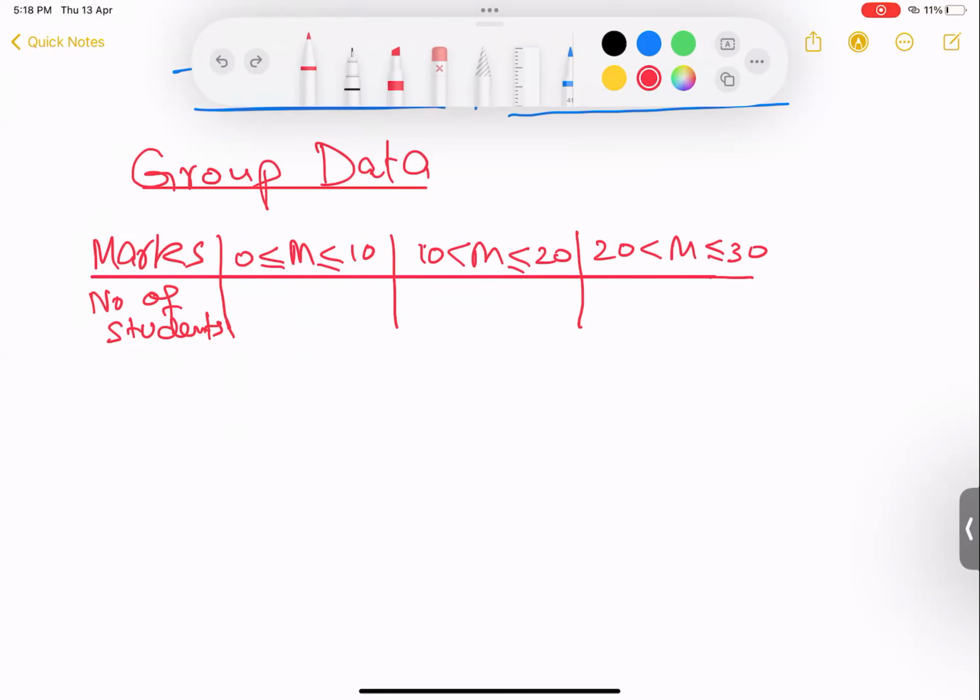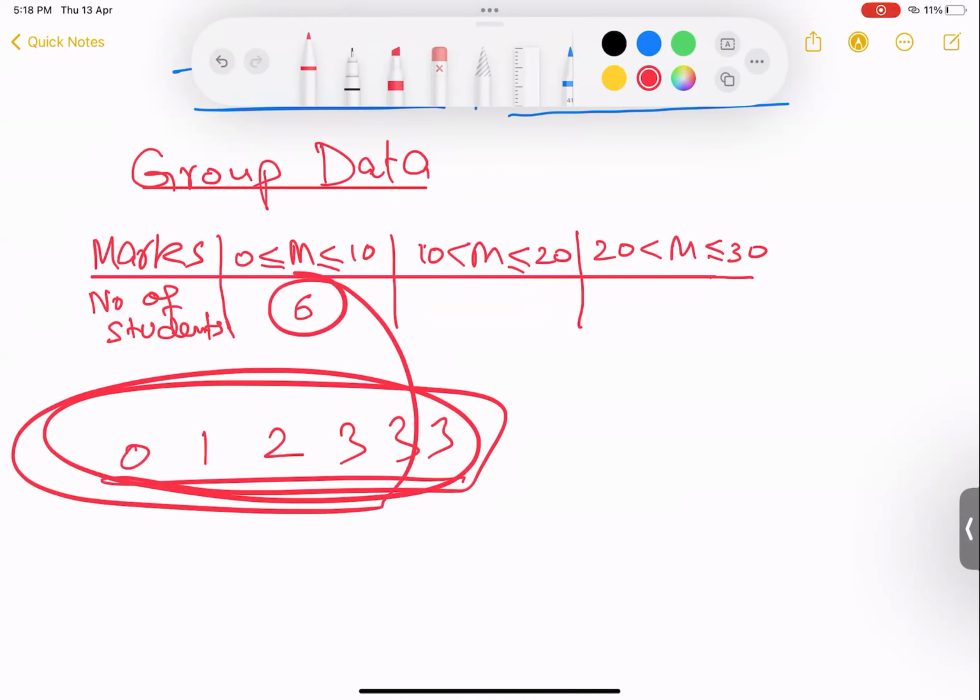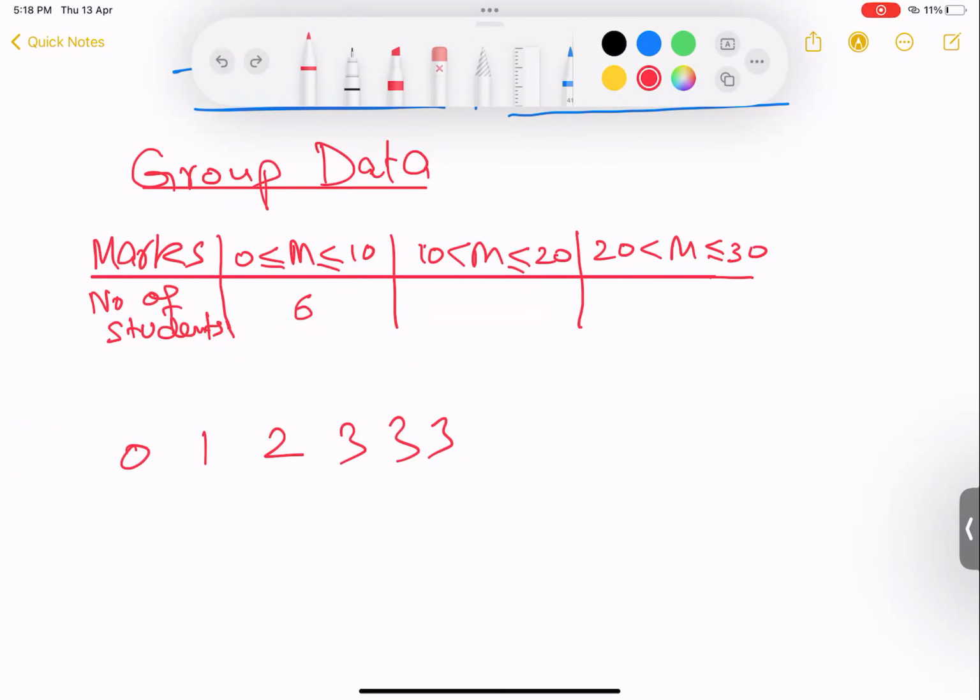Okay. So let's say 6 students scored between 0 to 10. I give an example: 0, 1, 2, 3, 3, 3, and so on. 6 students in total. I repeat, because 3 students got 3, 1 student got 2, and 1 got 0. Altogether it is 6 here. I hope you understood why I wrote 6. Same way from 10 to 20, some students got 11, then 12, then 18, then 19, then 20, and then 20.